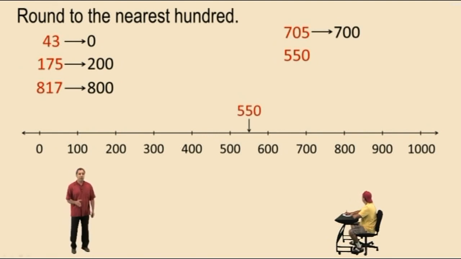550 is right in the middle of 500 and 600. And when we're in the middle, remember we round up. That means go to the right on the number line. So 550 rounds to 600. That's considered to be the nearest 100.